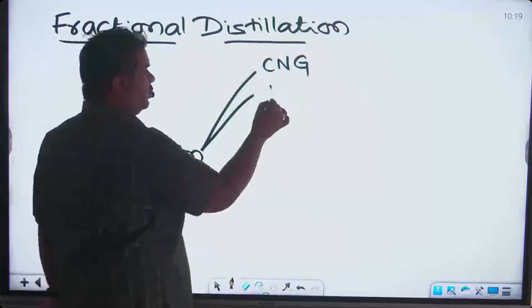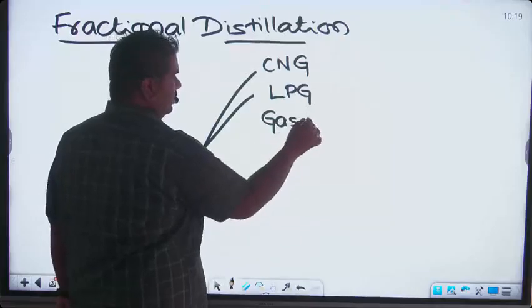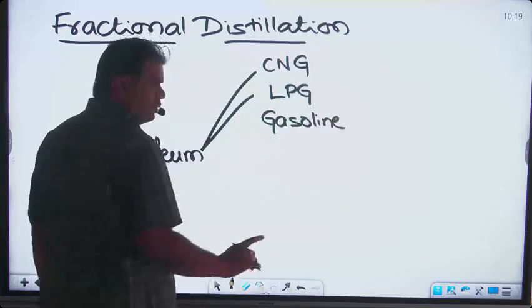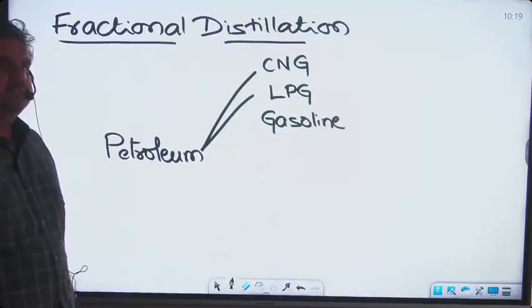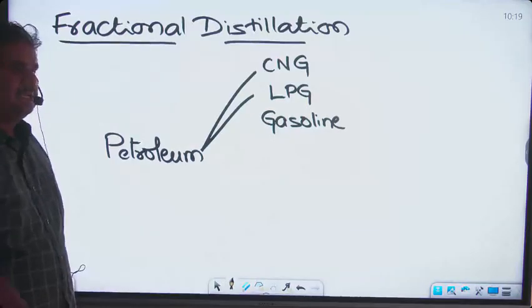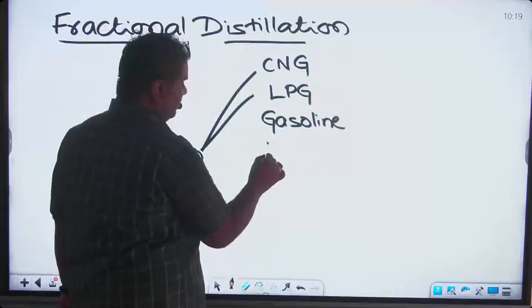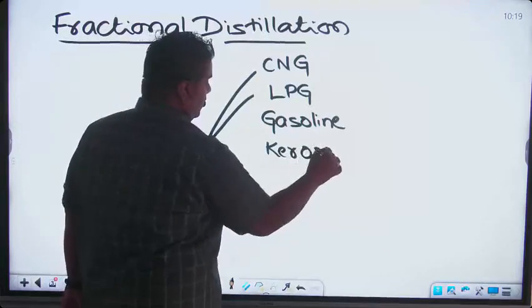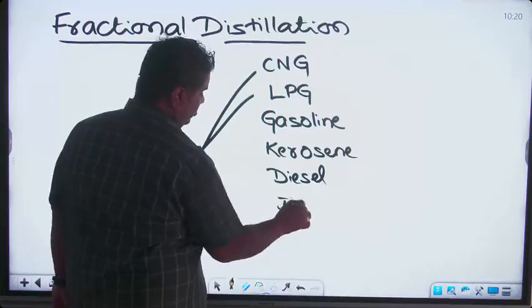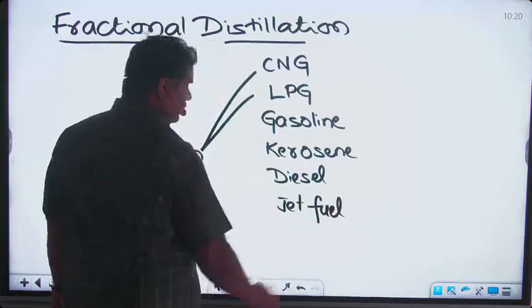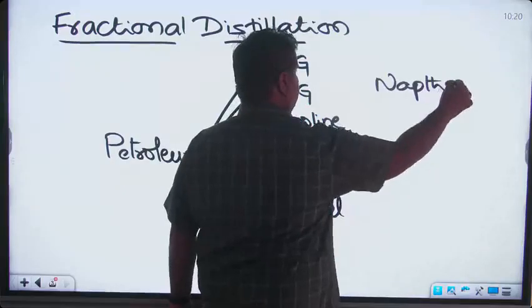Then at the next stage you'll be getting LPG. Then after that we'll be getting gasoline. Gasoline and petrol are both the same; they are not different. In India we call it petrol, but the moment you go to European countries they call this one gasoline. Then after that you get kerosene, then diesel, then even jet fuel, the fuel used in aeroplanes, and apart from this you get naphtha, also called naphthalene.